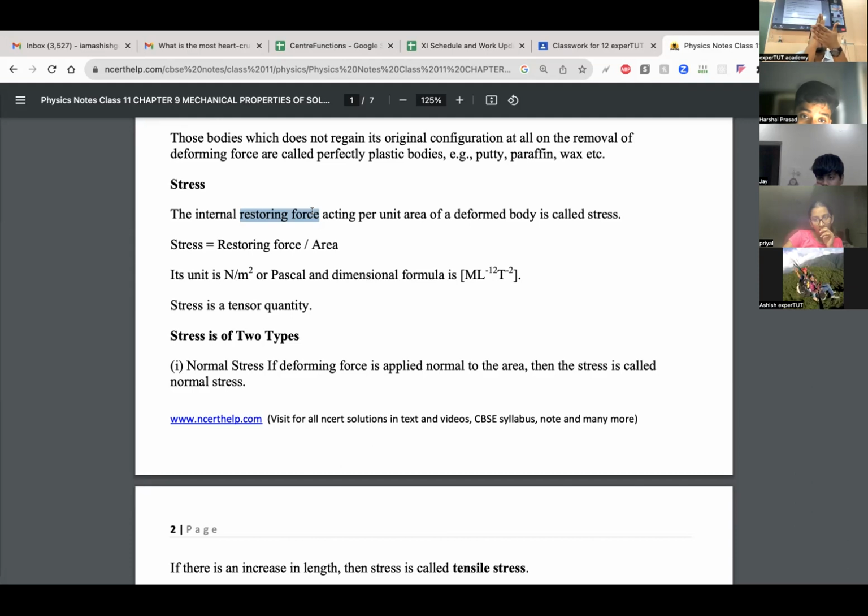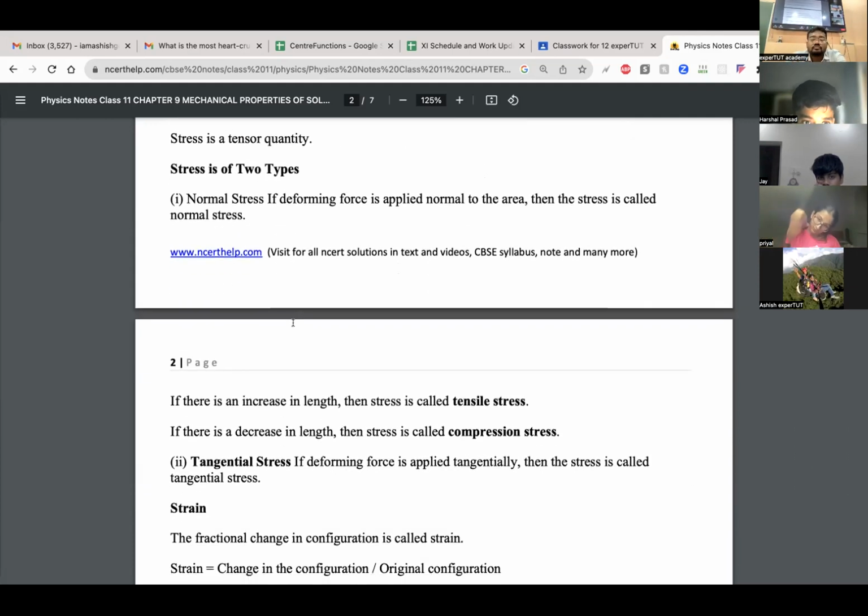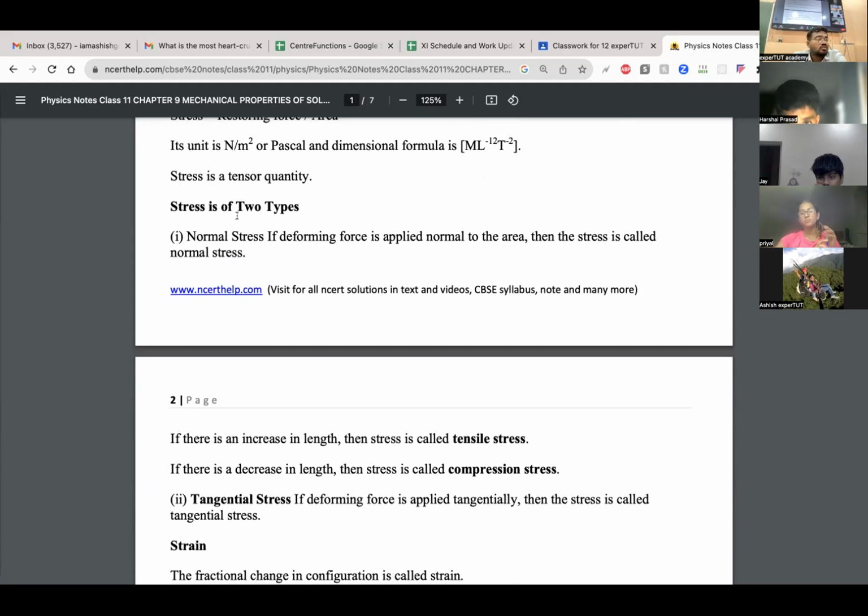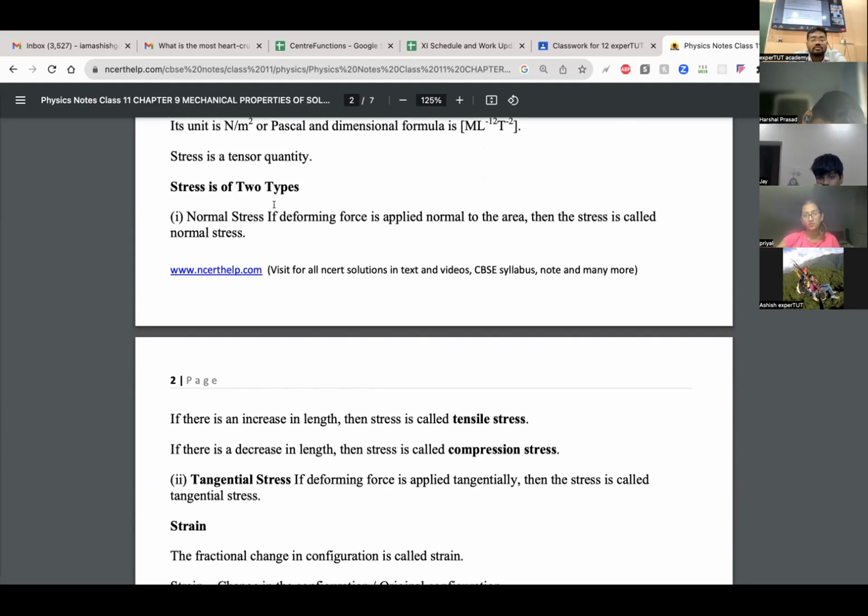If you apply the external force below the elastic limit, at any point if you release the force, the object goes back to its original dimension. After the elastic limit it does not go back to its original dimension. Fine. So write, this is of two types.